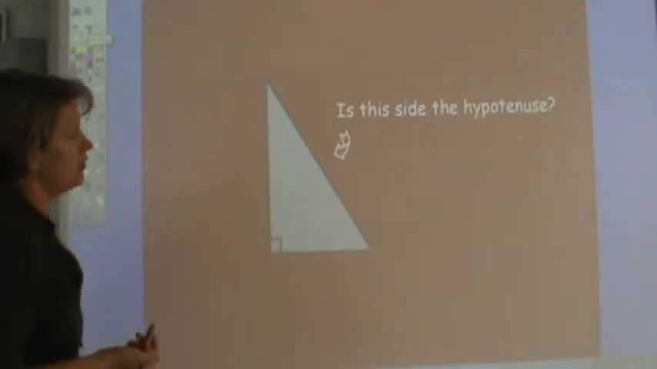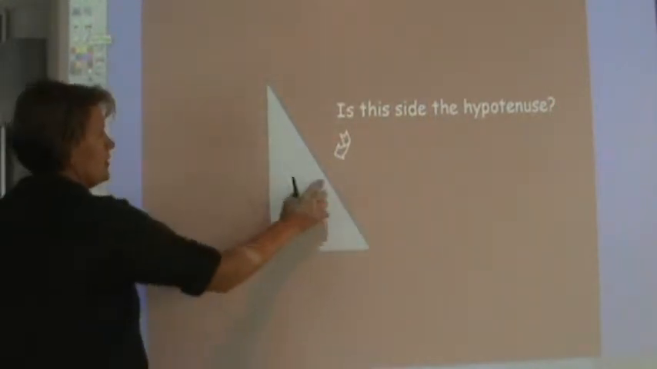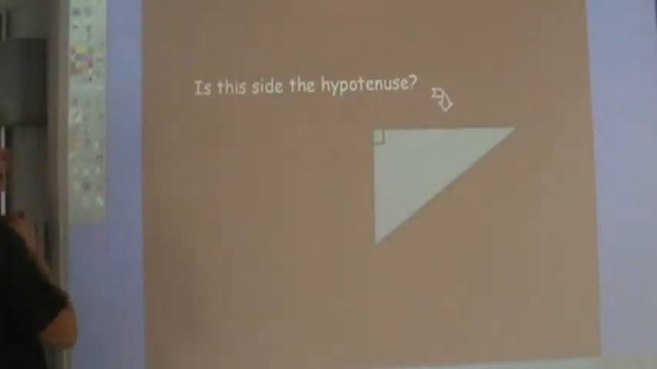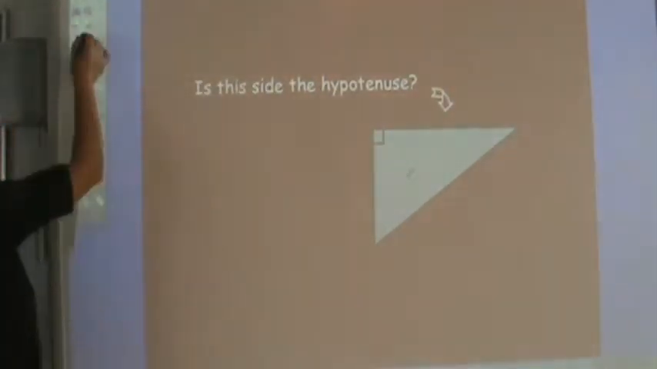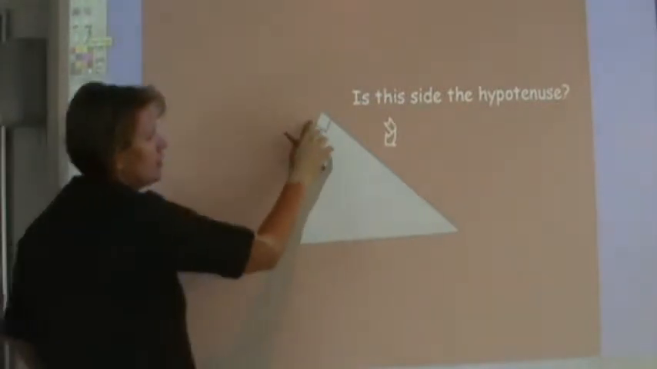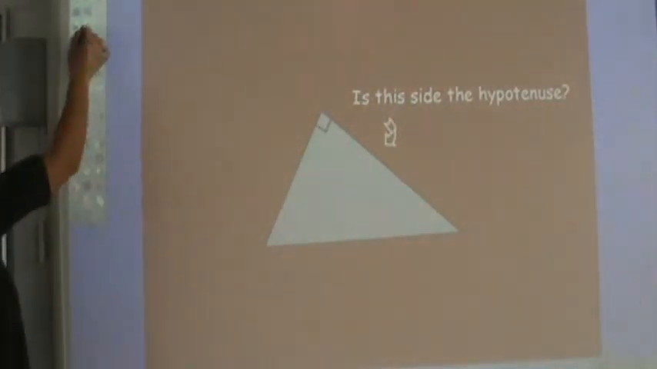Okay, so is this the hypotenuse? Yep, here's our right angle, so that's going to be the one opposite it. This would be a no, because my right angle is right there next to it. That's a leg. That's a no. Here's my right angle. It's right next to it.